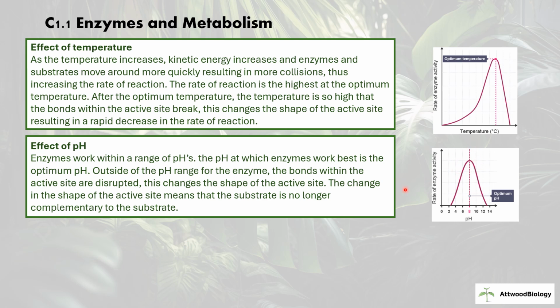So for example, pepsin in the stomach has an optimum pH of pH 2 because it's an acidic environment. The enzymes within the small intestine have an optimum pH of around 7, around neutral, because they work in the small intestine.